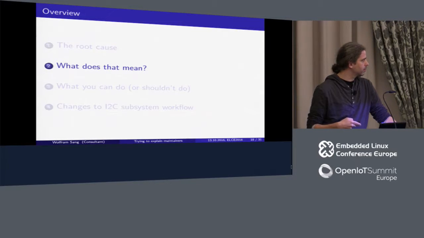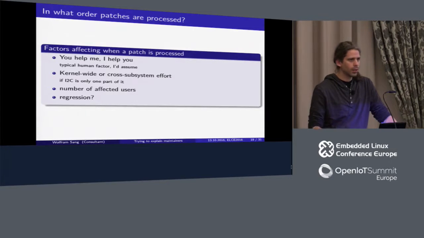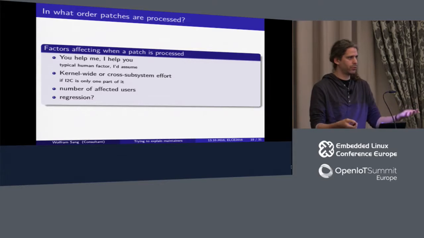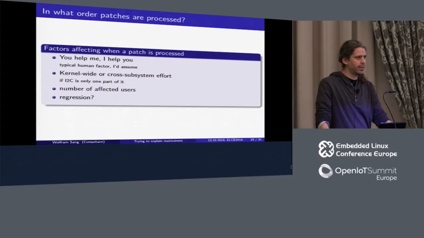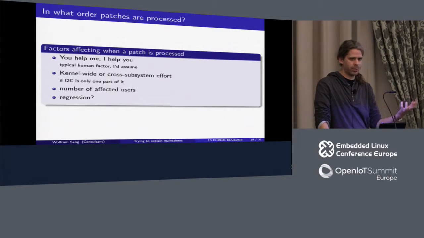Okay, what does this huge overload mean? I cannot process patches in chronological order. I have to assign priorities, and for a random developer, these might look random. So this is why I want to mention a few of them here, so you maybe get an idea of what really makes a patch, for me, more attractive to review.